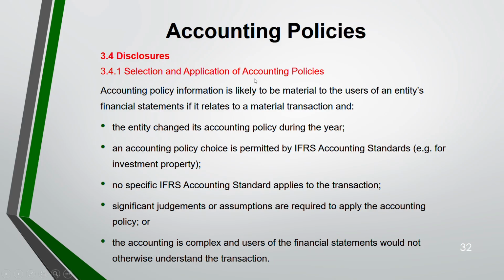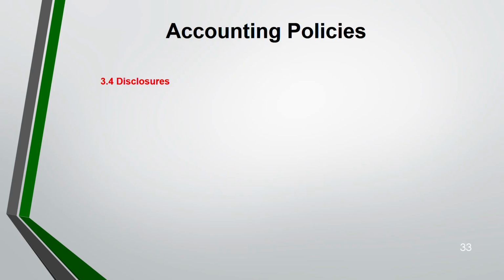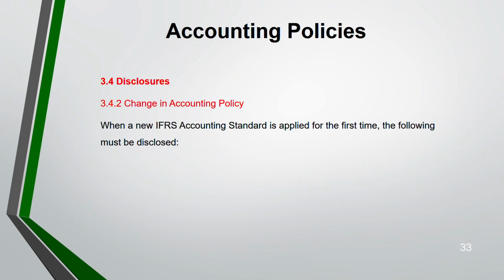Entity could change, entity is changing policy, there is no specific IFRS standard, or there is a choice under an accounting policy, significant judgment has been made, or accounting is complex. Now, when you change the accounting policy, so when a new IFRS standard is applied for the first time, you have to disclose these things.